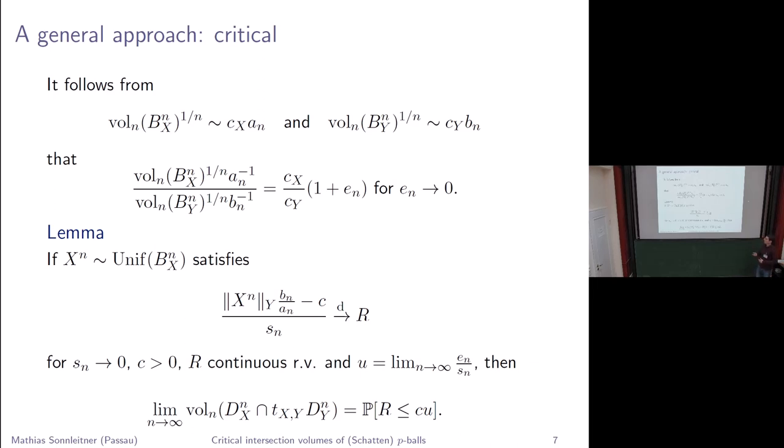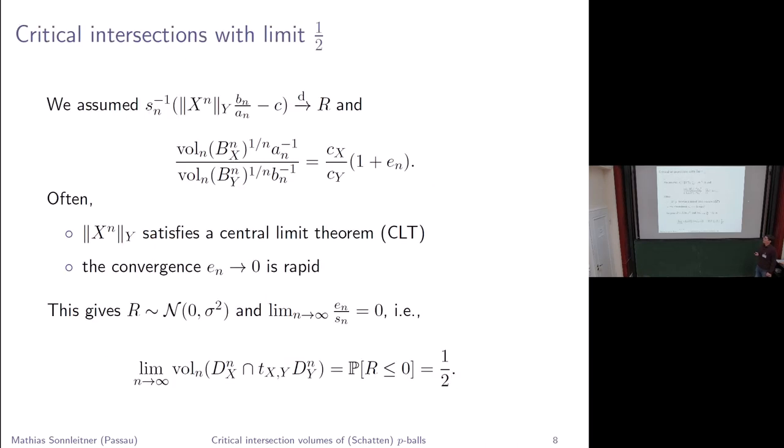And using this result one can then proceed to study the critical threshold for various families of norms, so X and Y norms. And I showed you before already the result for p-balls, and I will also show you a result for Schatten p-balls. And before I do this, I want to explain where the critical value of 1/2 comes from. It's quite a nice reason when 1/2 appears.